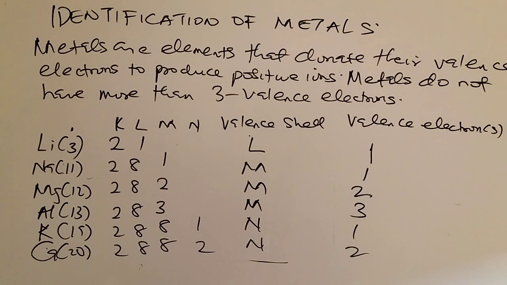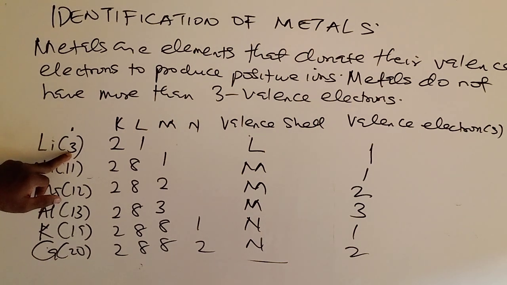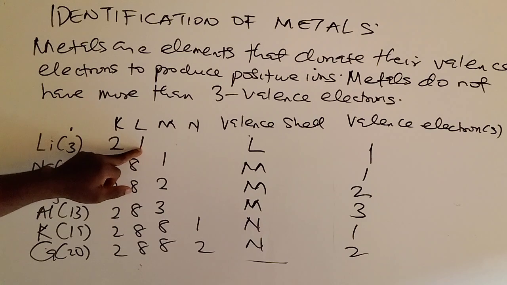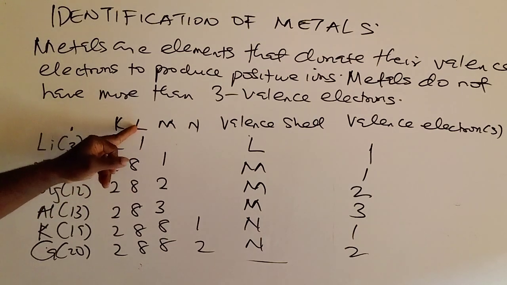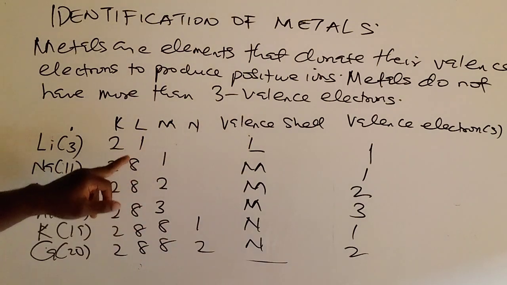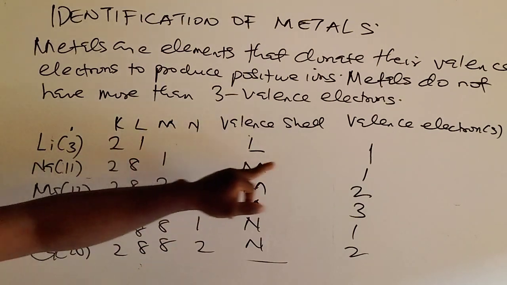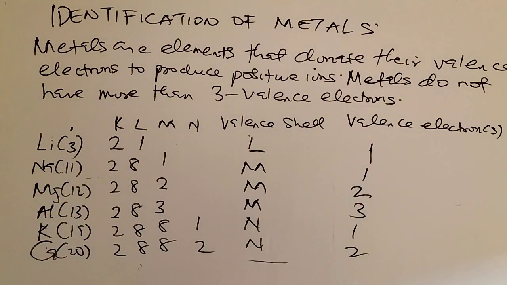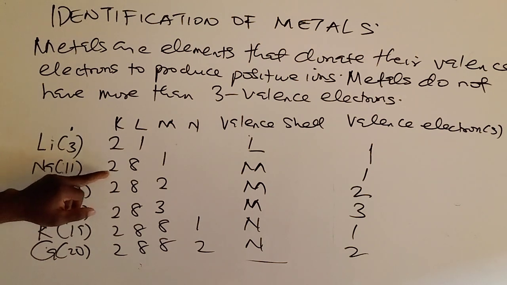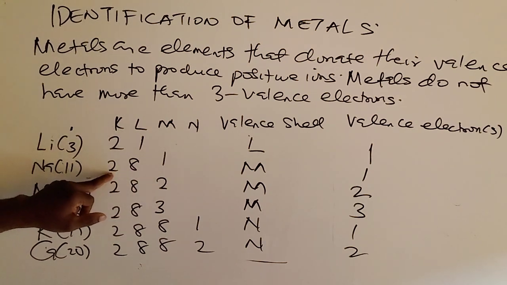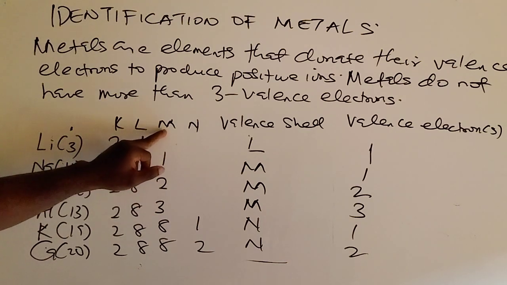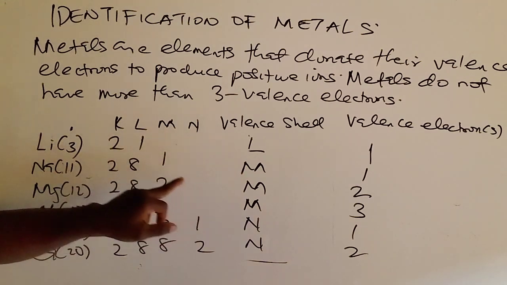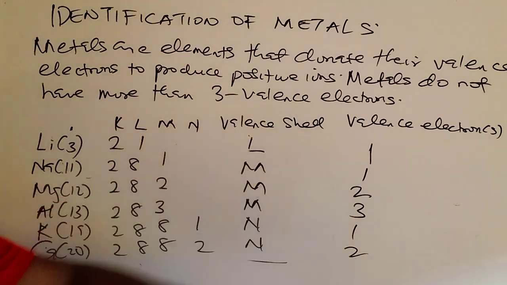So let's look at a few examples we have on the board. Lithium, the number is 3. The electrons are shared 2, 1 under the K and L shells. The valence shell for lithium is the L shell, and the valence electron is 1. Sodium, 11, 2, 8, 1: 2 under the K shell, 8 under the L shell, 1 under the M shell. The valence shell is the last shell, the M shell. The valence electron for sodium is still 1.